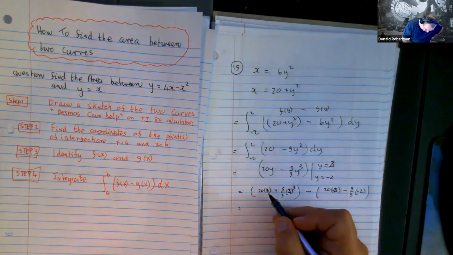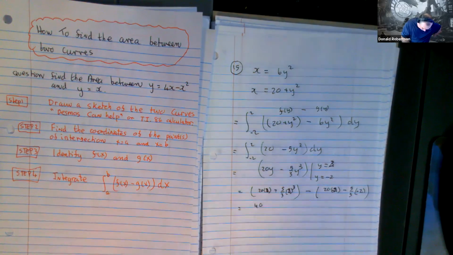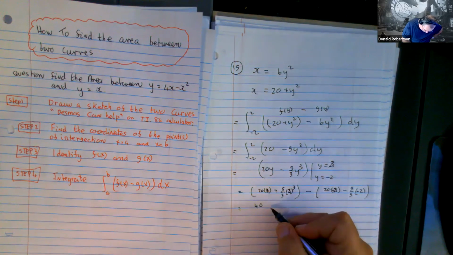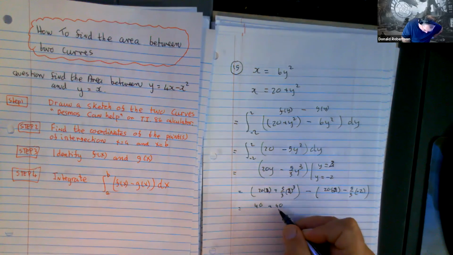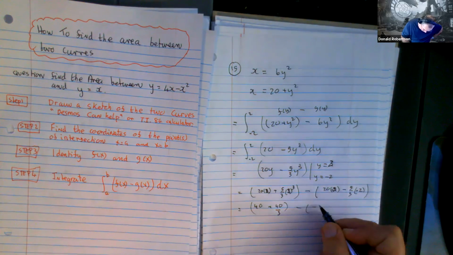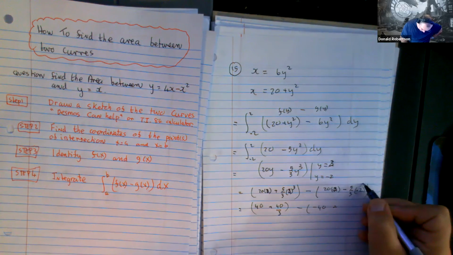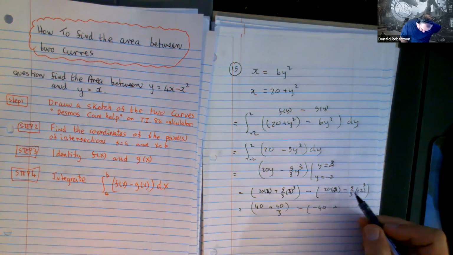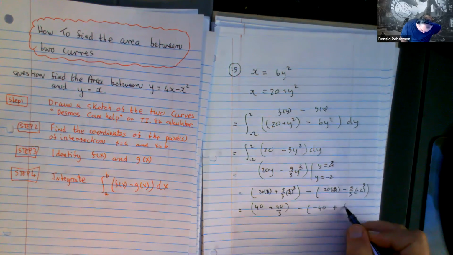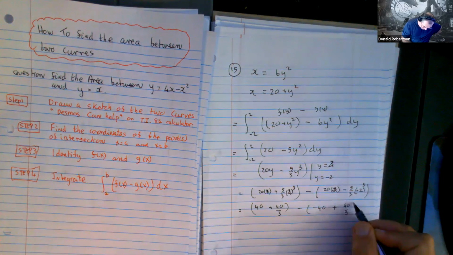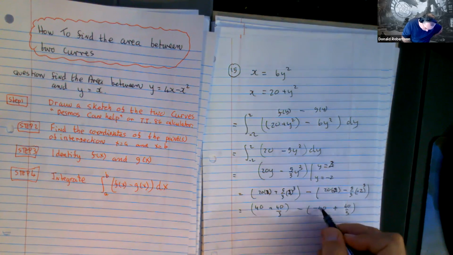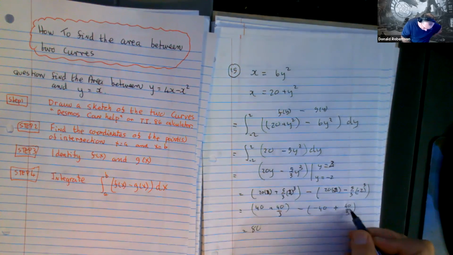Oh, that guy's going to be 40. 2, 4, 8. That guy's going to be 40/3. Take away -40. -8, and 40/3. 40, take away 40 gets you 80. That guy kills that guy off. The answer's 80.